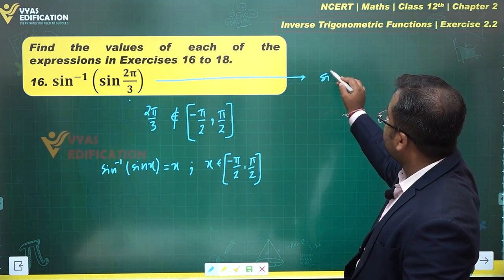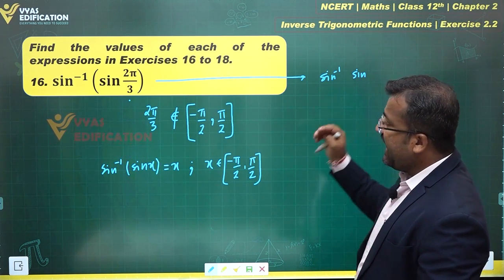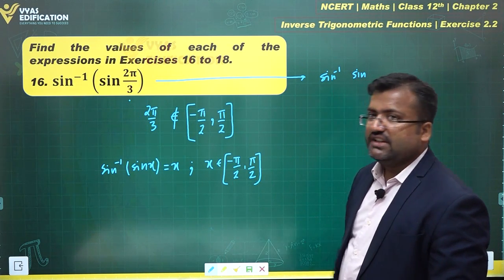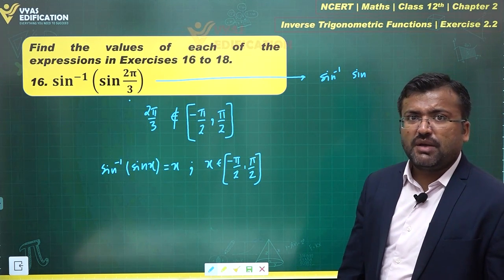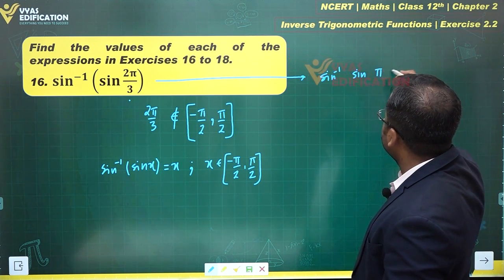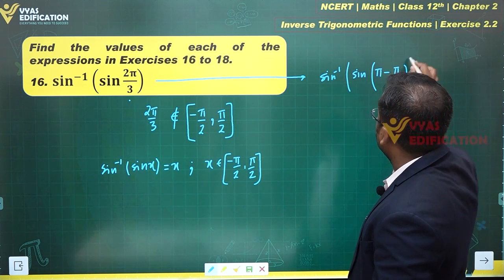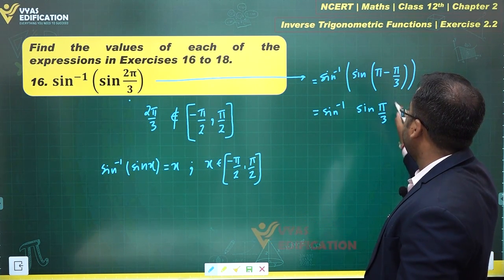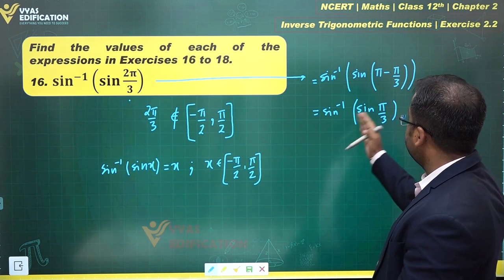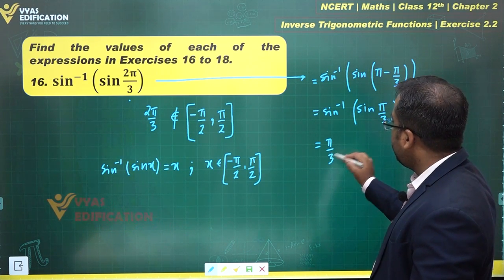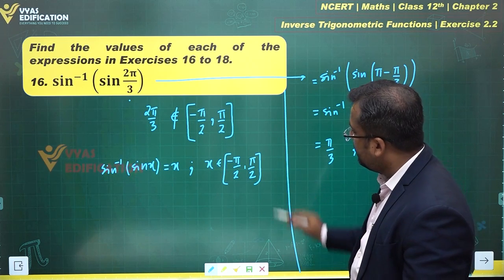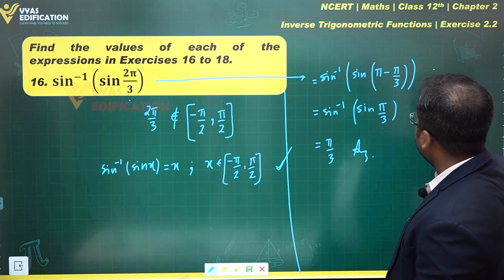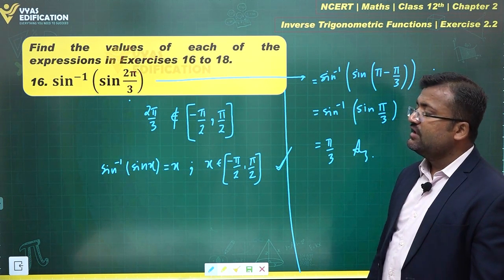What's that? This is sin inverse sin 2 pi by 3. The angle 2 pi by 3 can be manipulated in terms of allied angles to bring that in the interval. 2 pi by 3 is actually pi minus pi by 3. So this is pi minus pi by 3. This is sin inverse sin pi by 3 actually. Pi minus theta, sin of pi minus theta is sin theta. The sin inverse sin pi by 3, which is equal to pi by 3 now, and this is my answer. We have used a simple allied angle concept and obtained the result in this manner. That's all for this question.